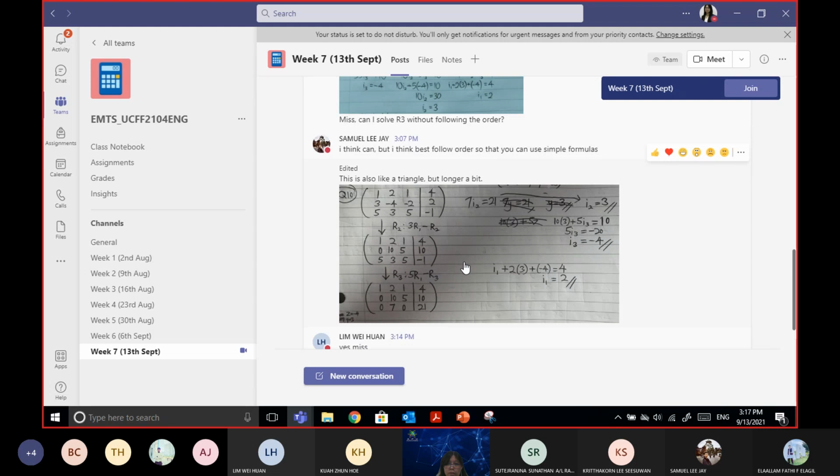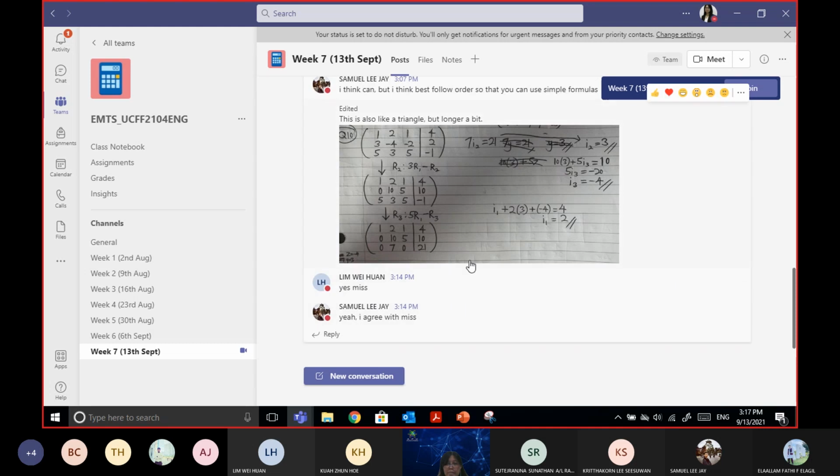Okay, this one is working. So from Samuel, he actually stopped at the second step when he got 2 zeros at the last row. For this case, yes, you can still solve it, not an issue. Is there any other question?